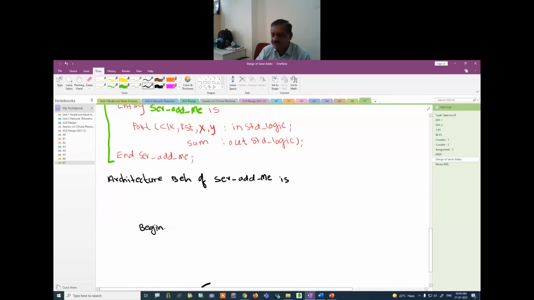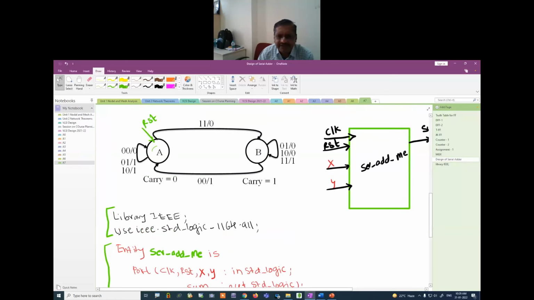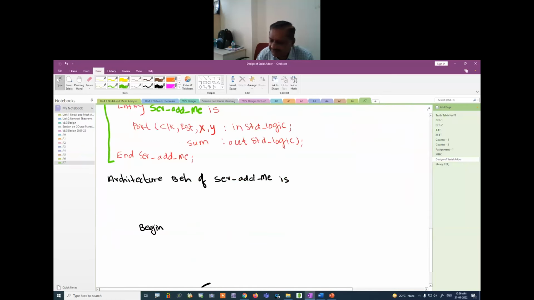As I always mention to you, all declarations except variable declarations should be before the begin of the architecture. So the states we have taken here, A and B, we have to define under an enumerated data type declaration. How will that declaration be? Look at it. Type.